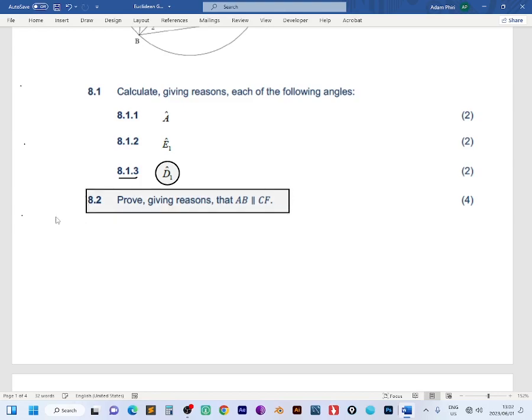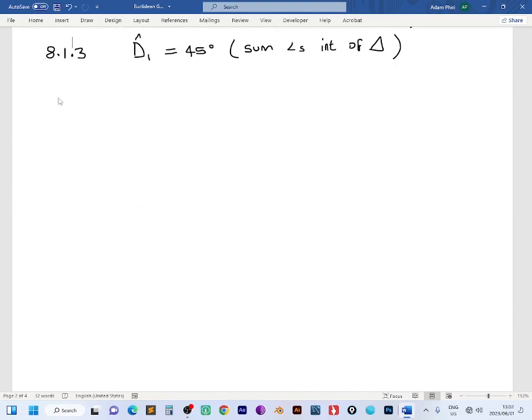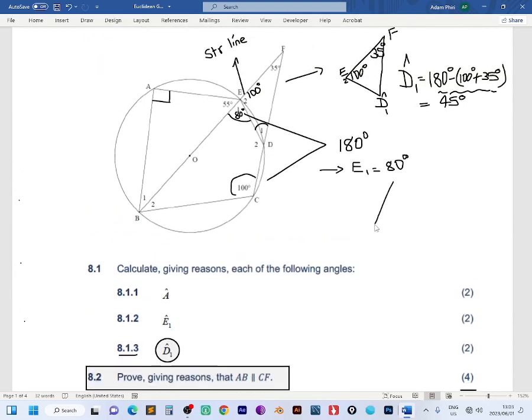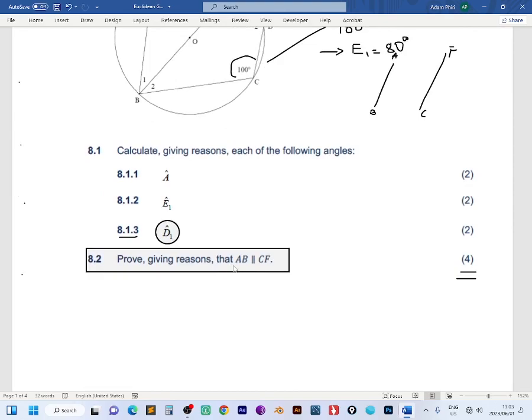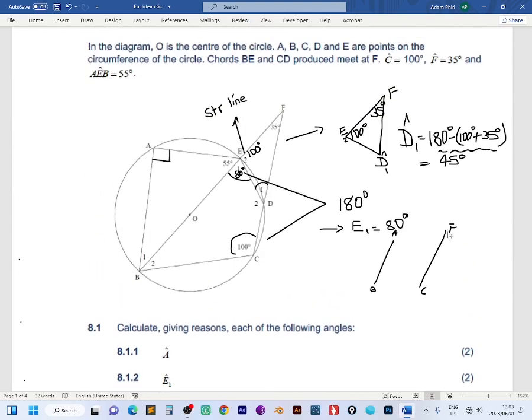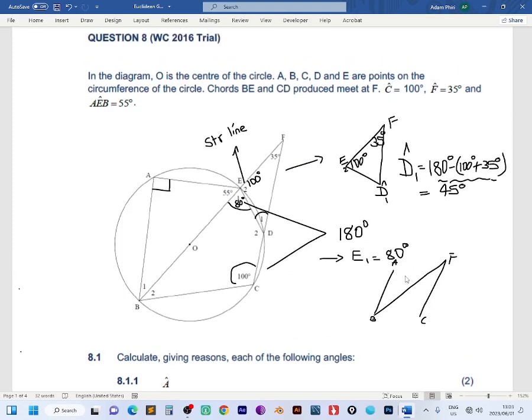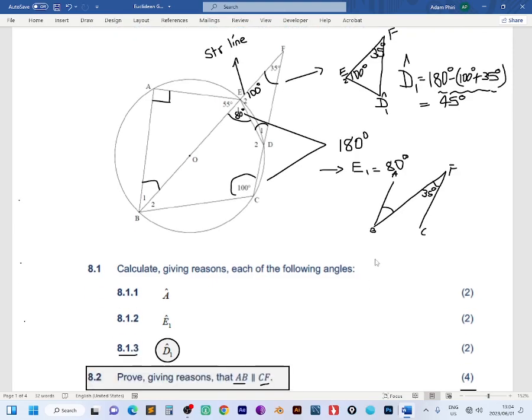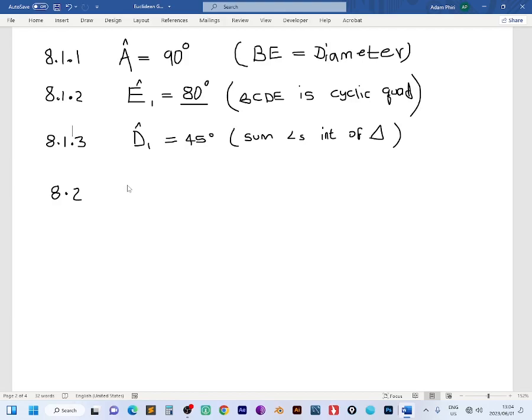And then we are required to prove that AB is parallel to CF. Once again, we go through and find that we have A, we have B, so that's the AB there, and then we have F and we have C. You can check that they're parallel. So once again, we draw a line there, B and F, and then we check for alternate angles. Those are the properties of parallel lines. So the angles are the same or not. So let us prove it.